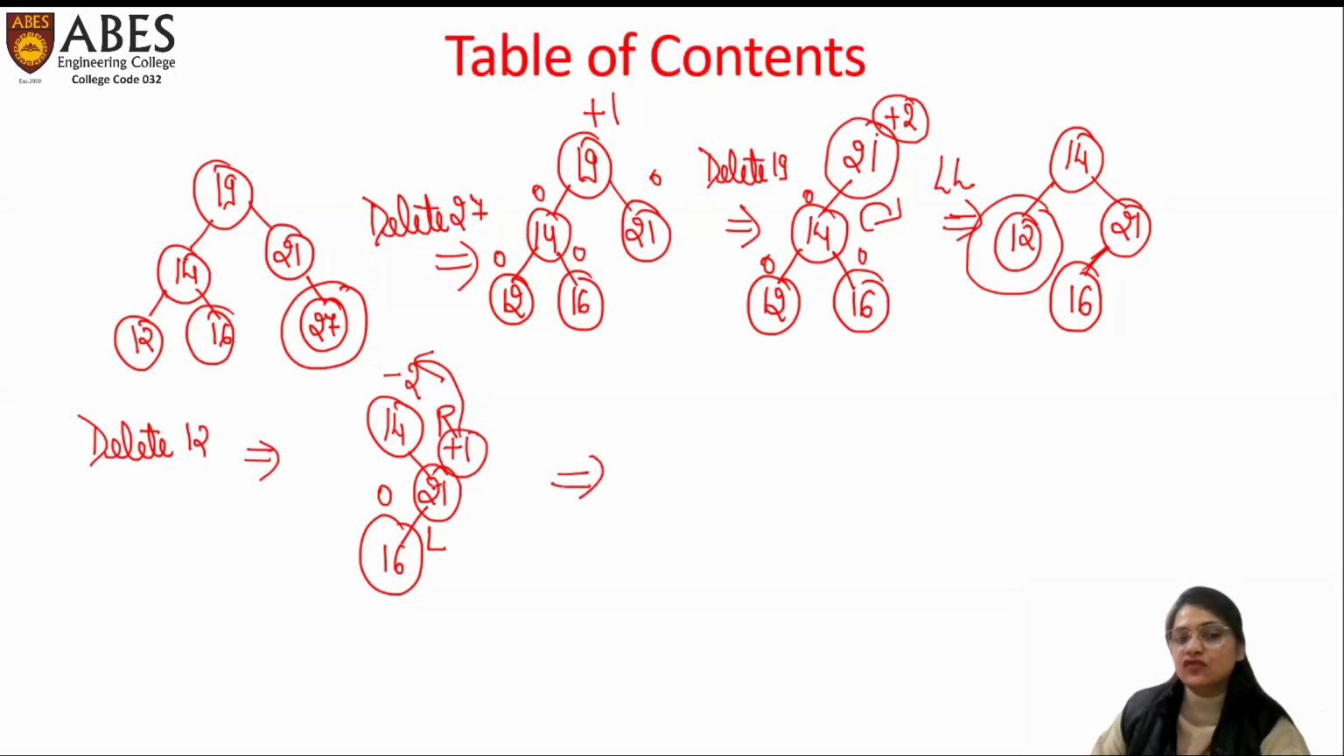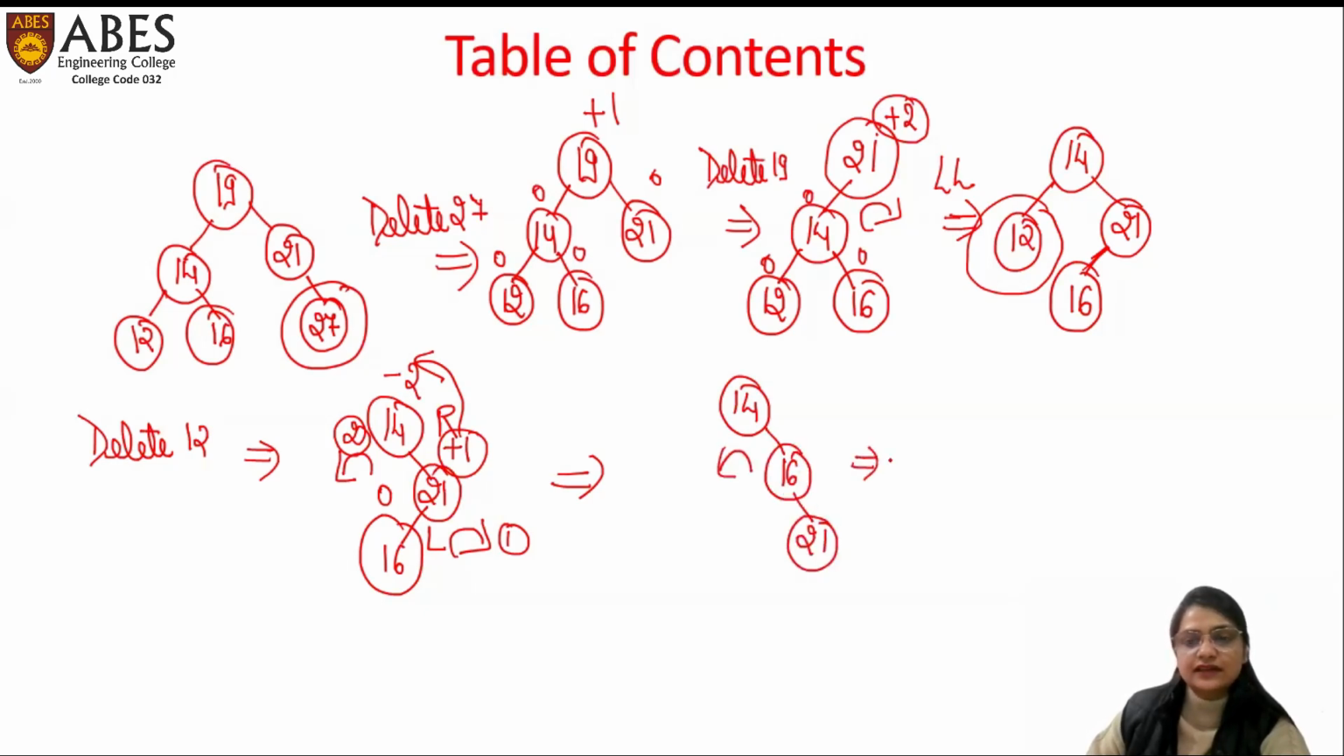RL rotation involves two types of rotation. If left is heavy, then we have to perform rotation in the opposite direction, which is right. If right is heavy, then we have to rotate in the opposite direction, which is left, and this is the second type of rotation. So the tree will be 14, then 16, and then 21. This was the first step. For the second step, it will be 16, and then 14, and then 21. Now we will calculate again the balance factor of each node, and we can see our tree is balanced right now. And we have deleted all the elements which were given in the question.